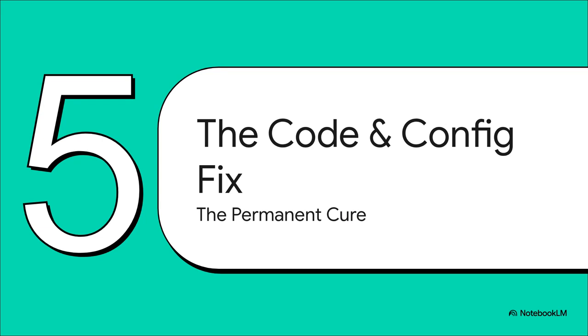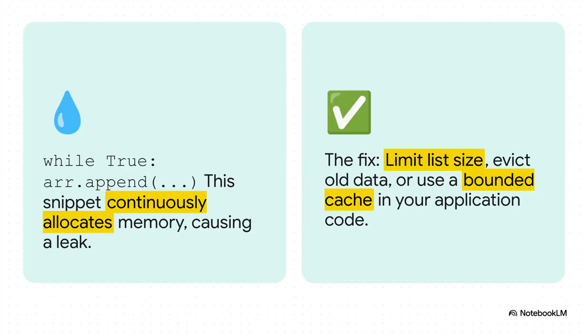So, we've confirmed it, it's a leak. Now for the most important part, the permanent cure. And this isn't just one thing, it's a two-pronged attack. We have to fix the application code and our Kubernetes configuration. This is a perfect, if simple, example of the problem. On the left, you've got this tiny bit of Python code that will just keep adding stuff to a list forever. It will never stop. It will eat all the memory you give it.